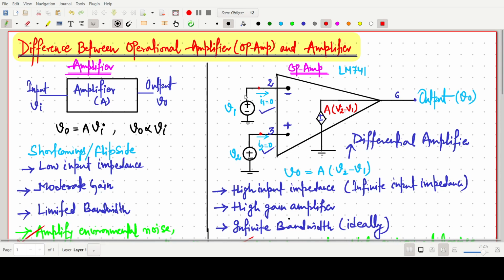This one is a block diagram and this was the equivalent circuit. This is our inverting terminal, and this is the non-inverting terminal. I am supposing that everyone knows these terminals. So these are some fundamental differences between the operational amplifier and an amplifier.